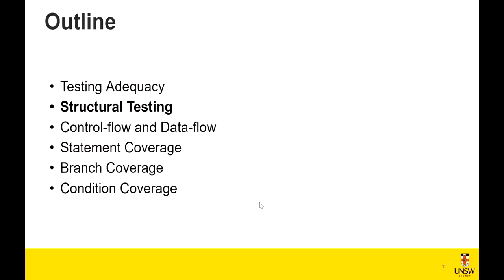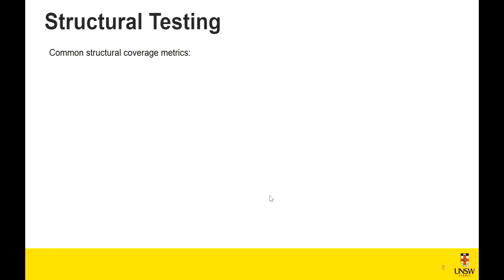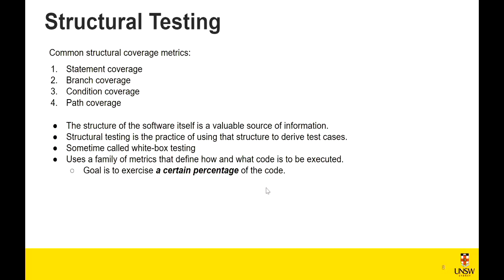So now let's come to our second topic today, structural testing. There are some common structural coverage metrics. For example, we have statement coverage, branch coverage, condition coverage, and path coverage. The idea here is that the structure of the program itself gives us a lot of information for testing. Because we know what's happening inside the target program, it is called white box testing, in comparison to black box testing.